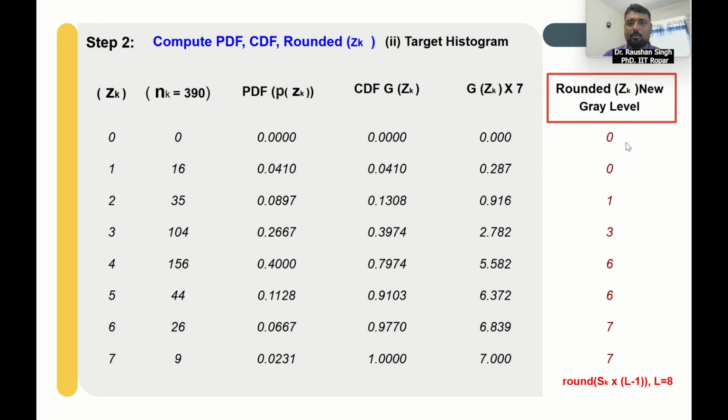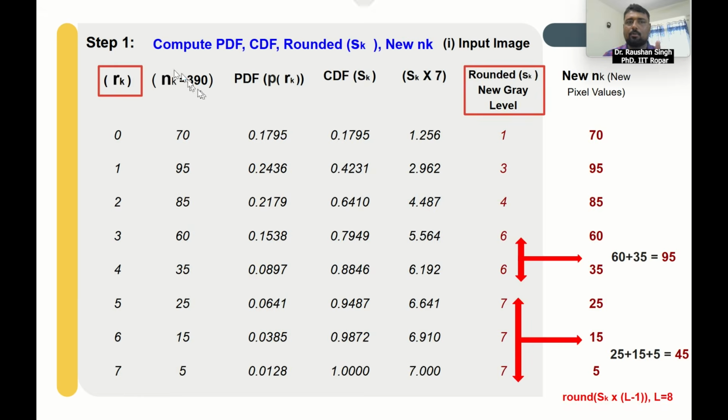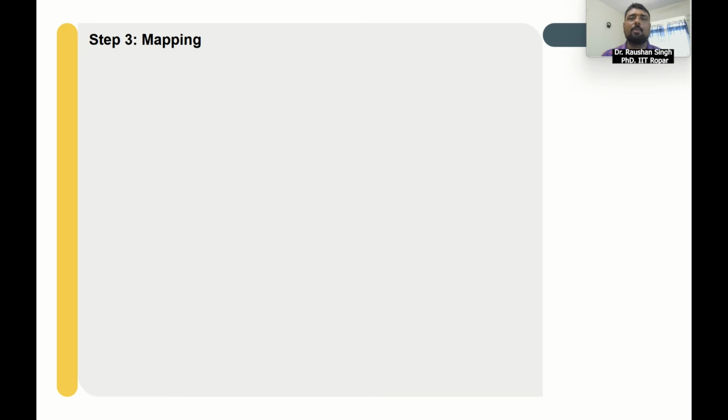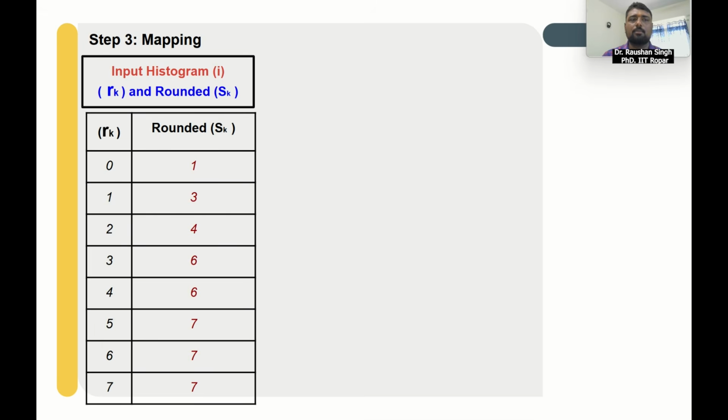This time we are not going to add the pixel values like in step number 1. Here we are going to give the rounded value only. So from the first image, we got the NK value, we got the RK value, and we got the rounded value. And from this second image we are going to take the rounded value. So these three values only we need for the actual matching. Here comes the main part. Matching actually involves these three things only. First is your RK and rounded SK from the first image.